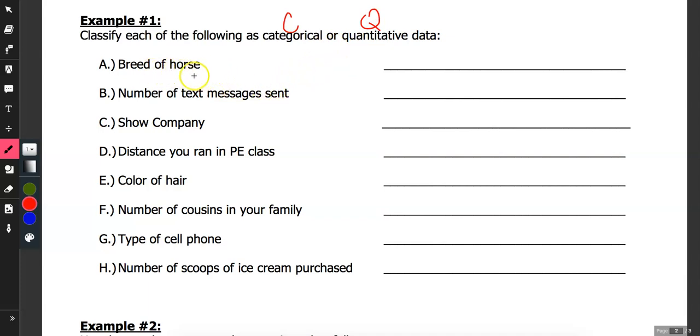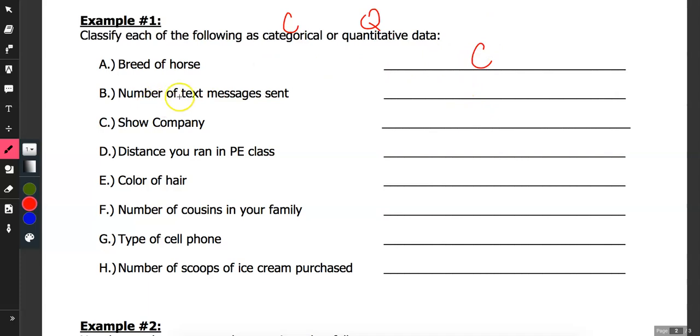So breed of horse. To figure out what type of data, think of possible answers. Now I don't know breeds of horses, but maybe I know like breeds of dogs, and that's kind of similar. So like Labradoodle, Border Collie, things like that. Those are not numbers, so that tells me it's categorical data.